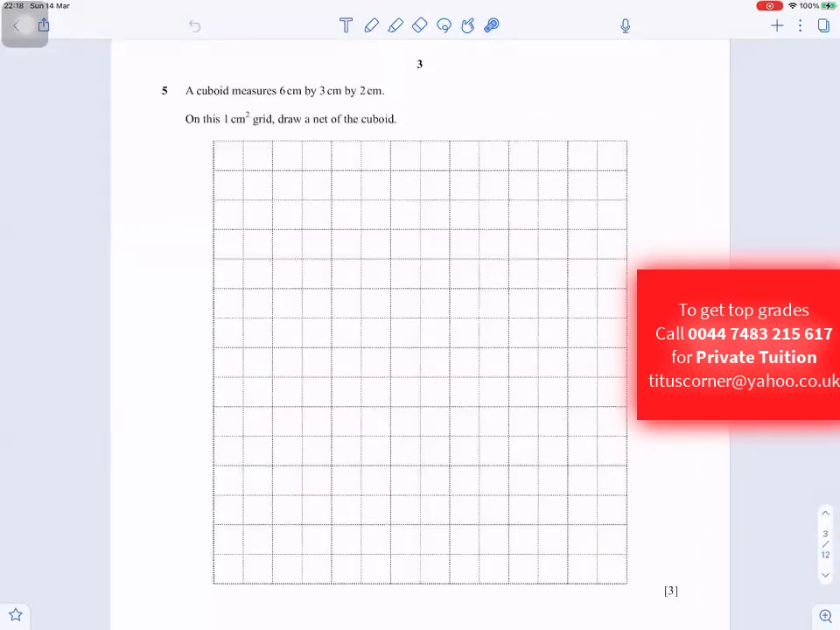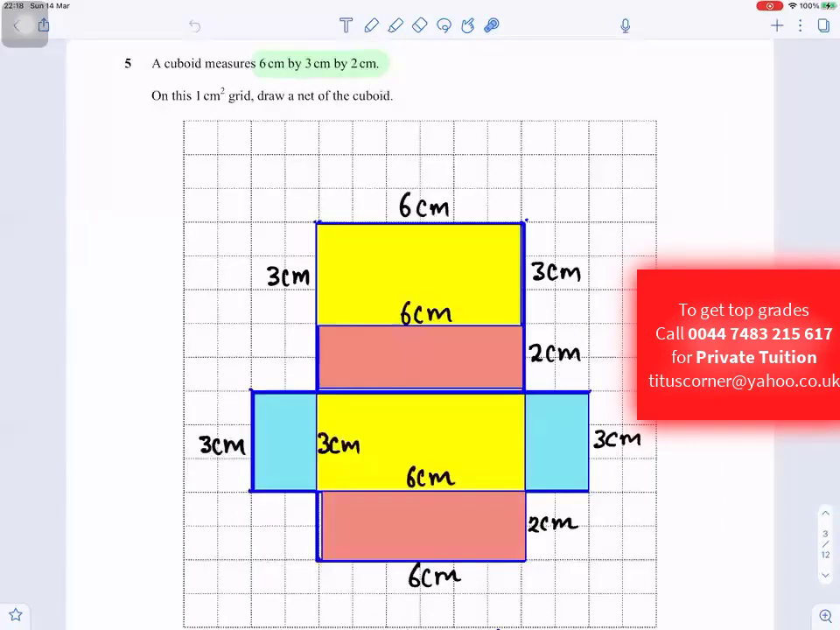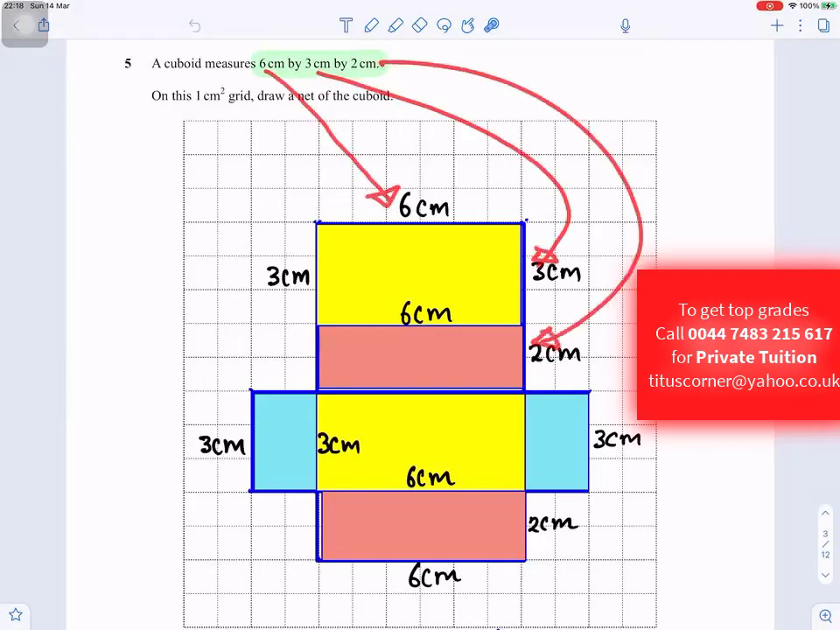Question number 5. A cuboid measures 6 centimeters by 3 centimeters by 2 centimeters. On this 1 centimeter squared grid, draw a net of the cuboid. So that is what the net of the cuboid would look like. You have that 6 centimeters there. You have the 3 centimeters. And you have the 2 centimeters.